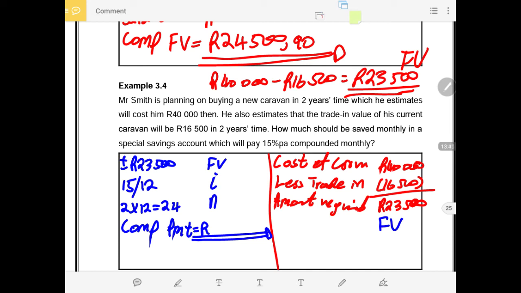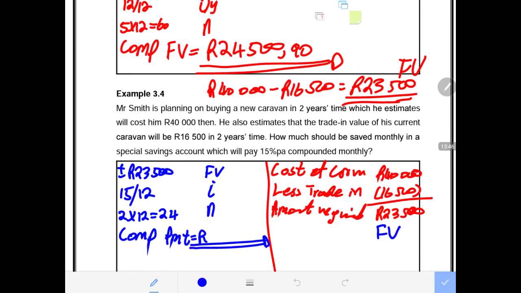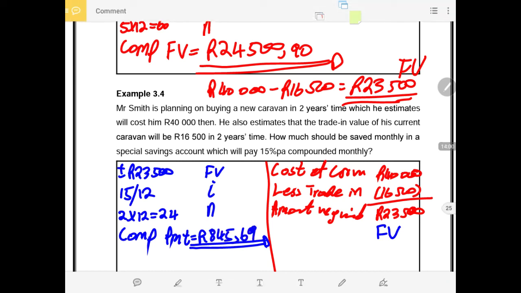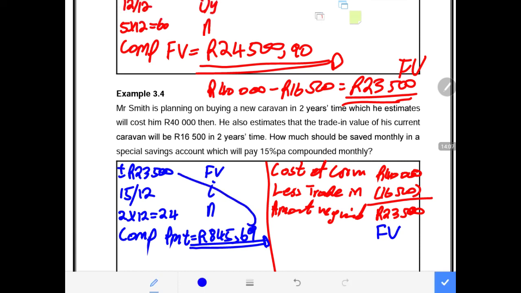We want to know how much the monthly payments must be for 2 years in order for him to get to 23,500 at the end of 2 years. 845 rand 69 cents. This is the amount of money that he must pay every month for 2 years in order for him to raise 23,500 in 2 years, earning interest of 15% per annum compounded monthly.